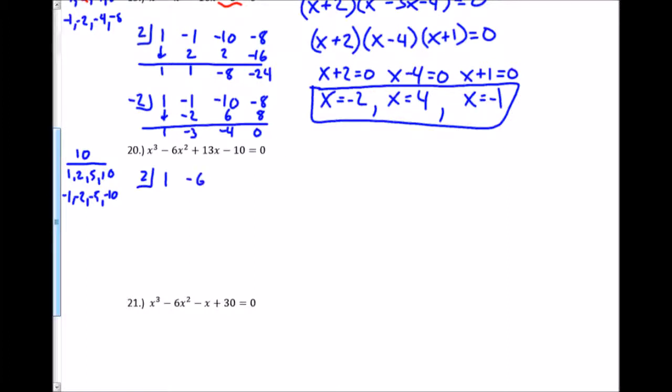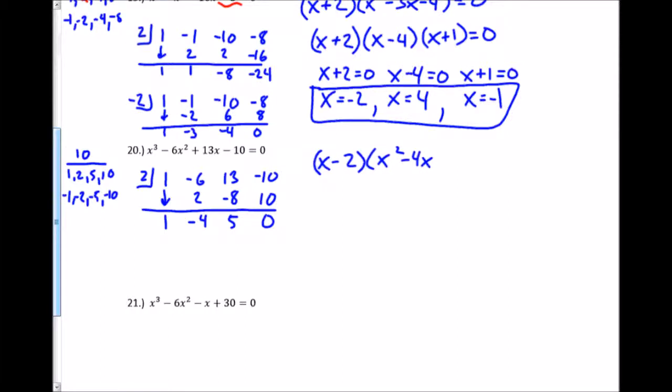1, -6, 13, -10. I bring down the 1. I multiply, I add straight down. I multiply, I add straight down. I multiply. And what a great guess. You know, I can't say enough about my guessing abilities. They're amazing. So now I know that x minus 2 is one of my factors. Then my other factor is the x squared minus 4x plus 5.